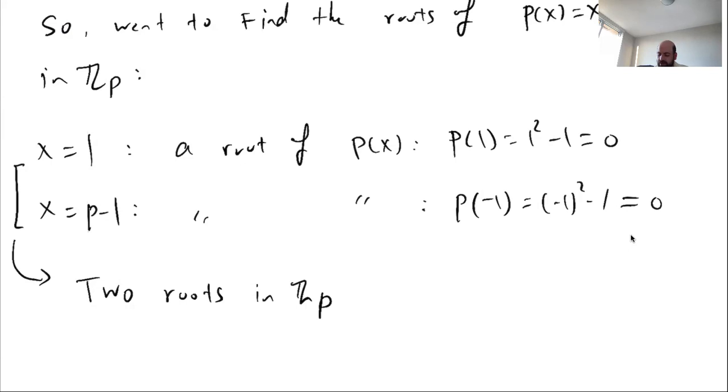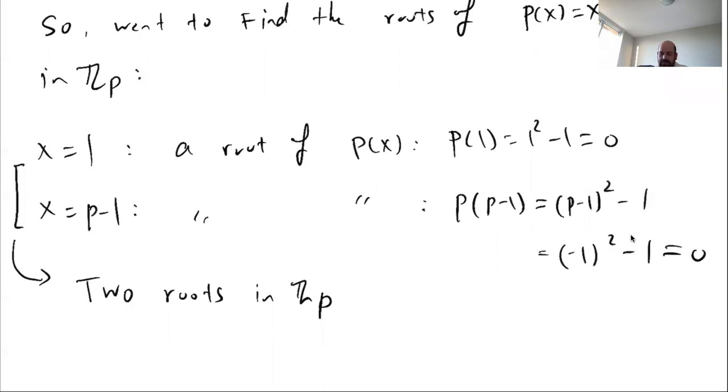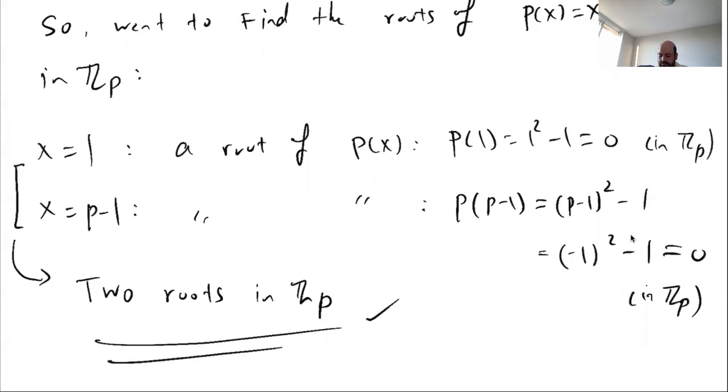So P of -1, you could also write P minus 1, equals P minus 1 squared minus 1, and that's -1 squared minus 1, which is also 0. So like I said, P is 0 in ZP. So P minus 1 is the same as -1. So we have 2 roots in ZP.